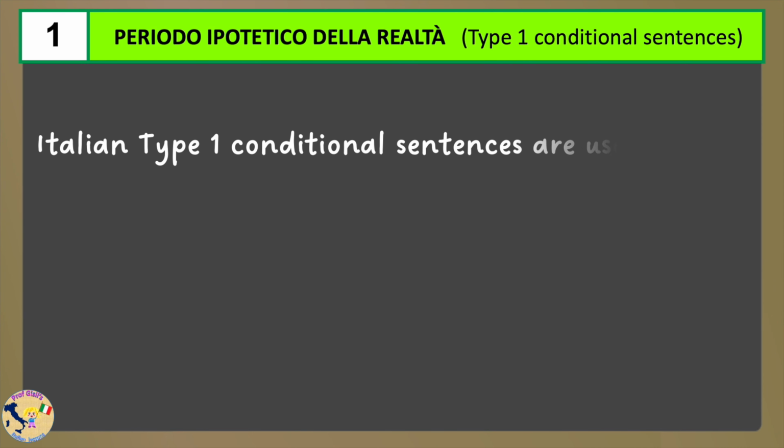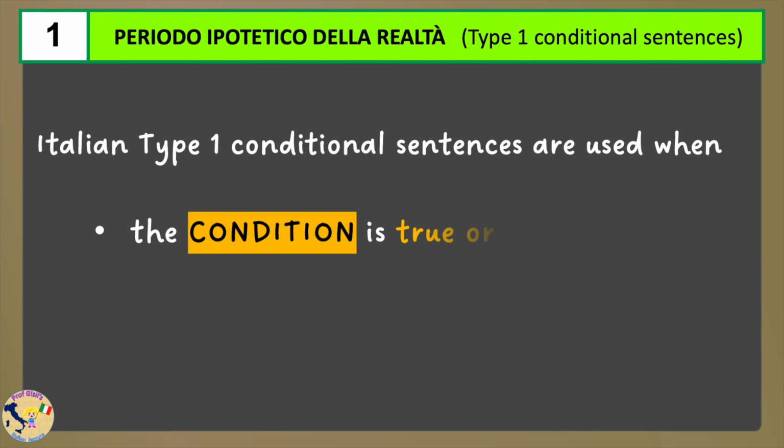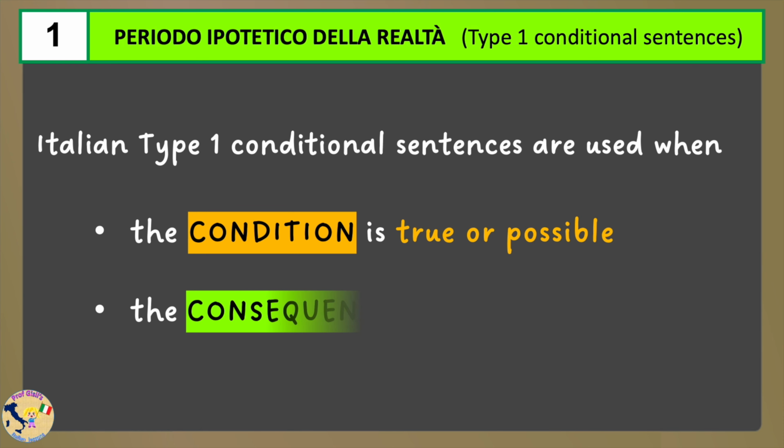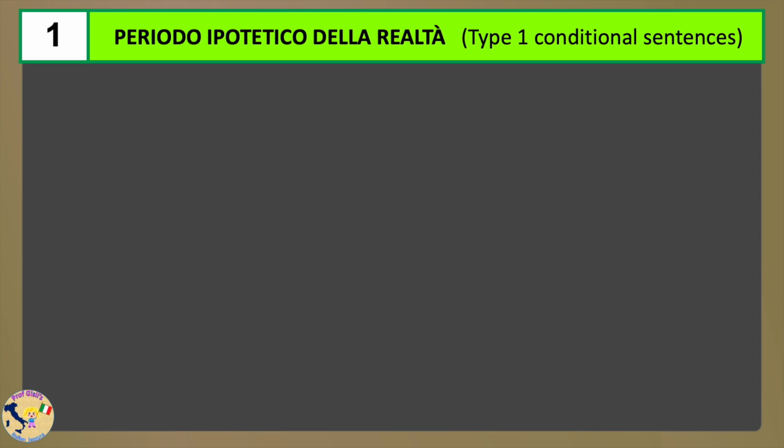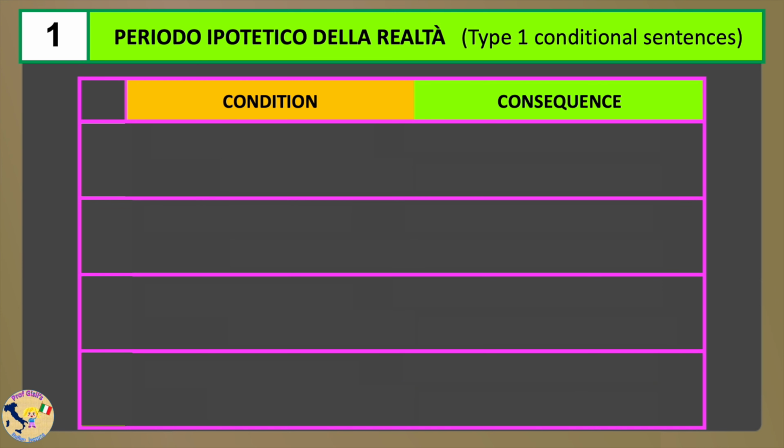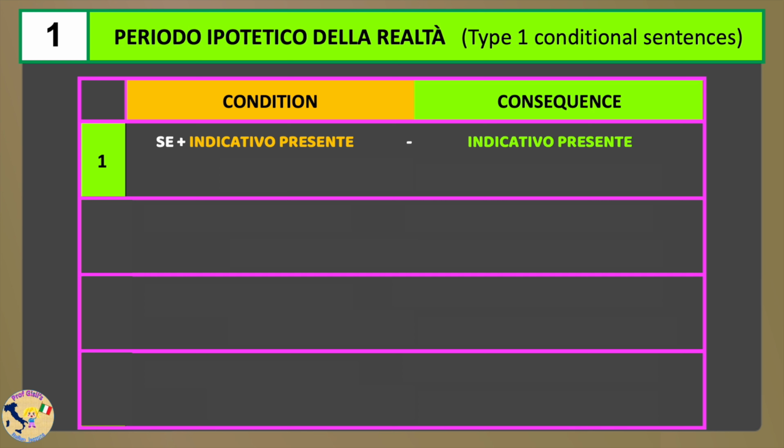Italian type 1 conditional sentences are used when the condition is true or possible and the consequence is certain or probable. These types of sentences are constructed in different ways. We can use se plus the present indicative, indicativo presente, to state the condition, and the present indicative again, to express the consequence. For example, se ho tempo, esco a fare una passeggiata. If I have time, I go out for a walk.